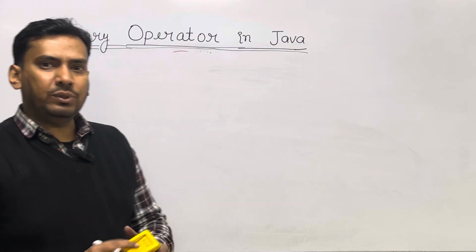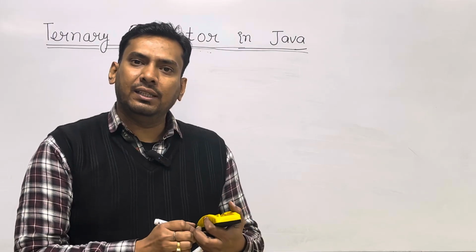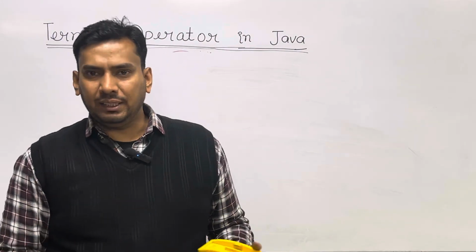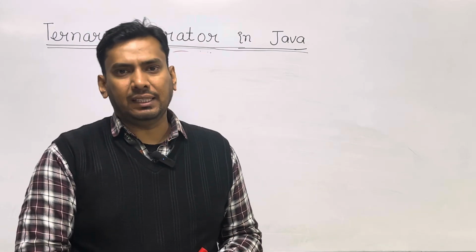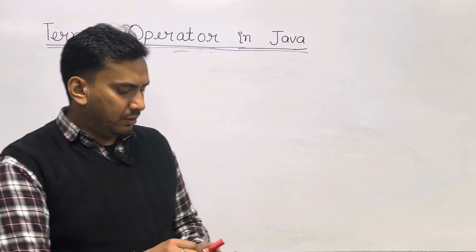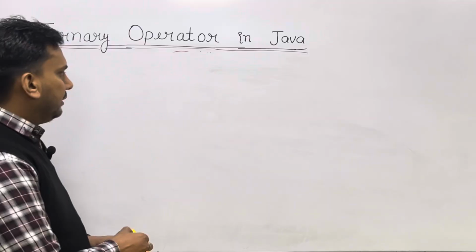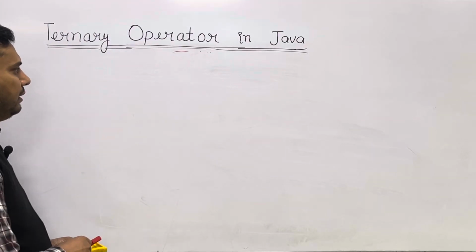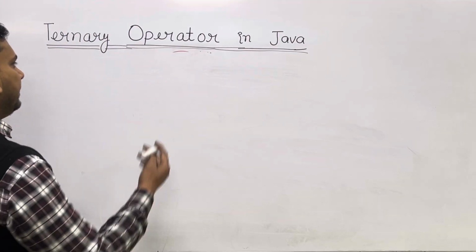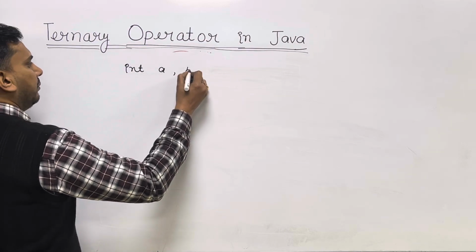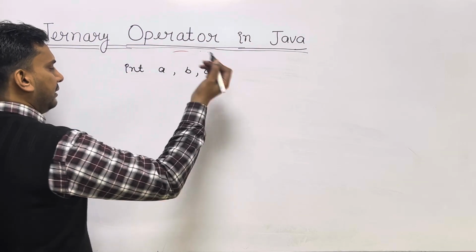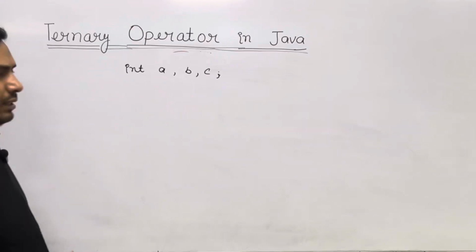Let us say I have to write a code to find out the largest number out of the 3. So out of the 3 I have to find out the largest number. So how can I write the code using the ternary operator? I will write, let us say 3 variables are there, int a, b, c, and somehow we have initialized them, it does not matter.